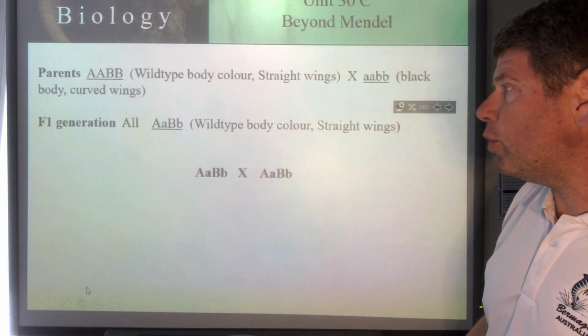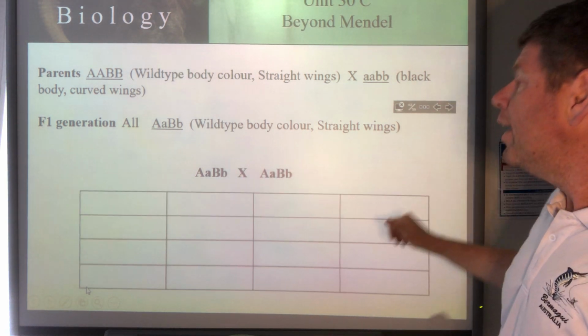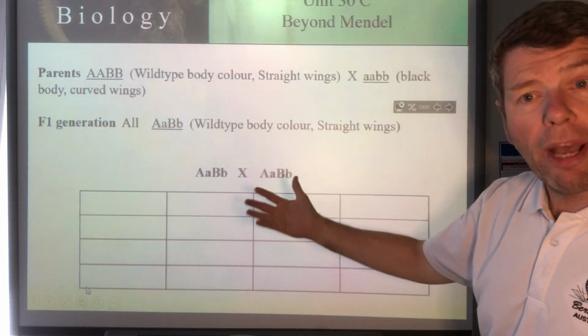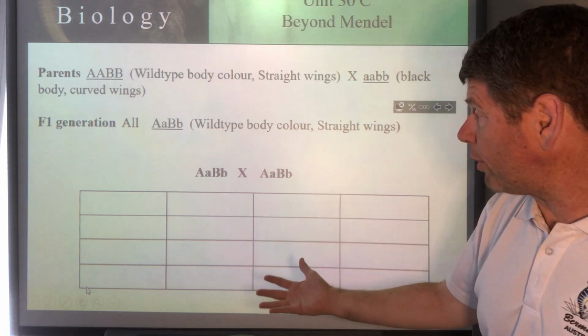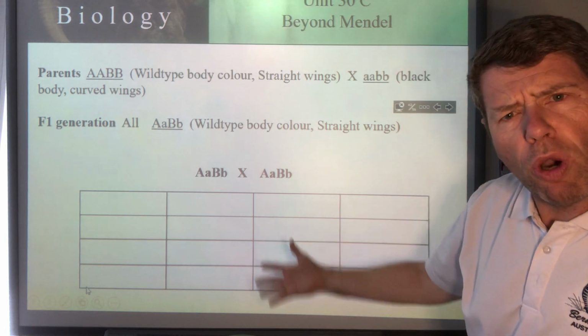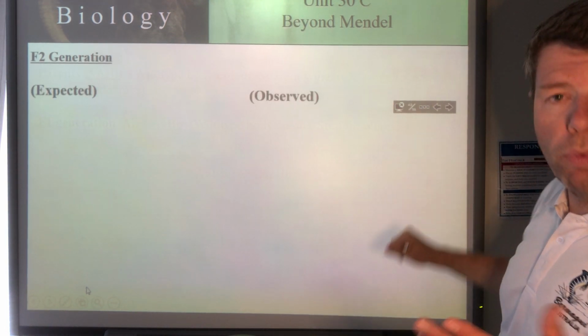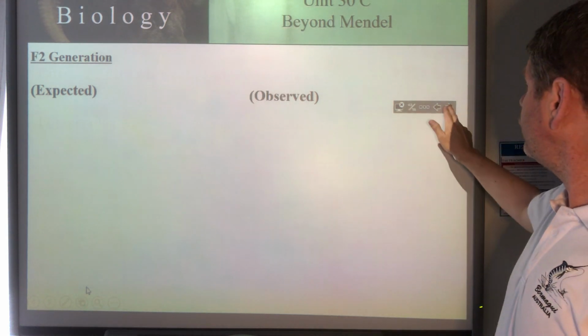So of course, what are we going to do? We're going to do an F1 cross to see what our F2 generation would be. This would be a typical 4x4 Punnett square for a dihybrid cross. We're not going to take the time to fill it in. We certainly could, but you know what we would be expecting. So this next slide shows us what we would normally be expecting in the F2 generation.